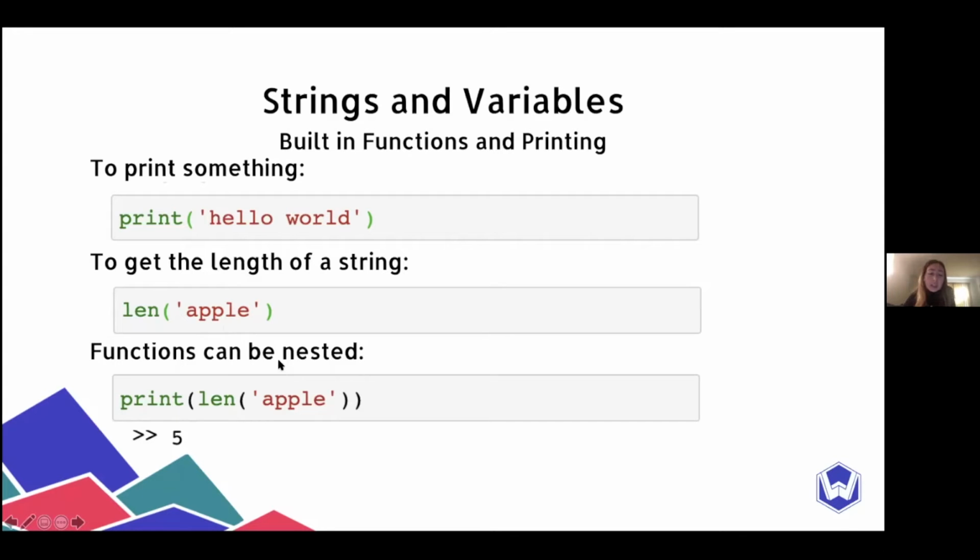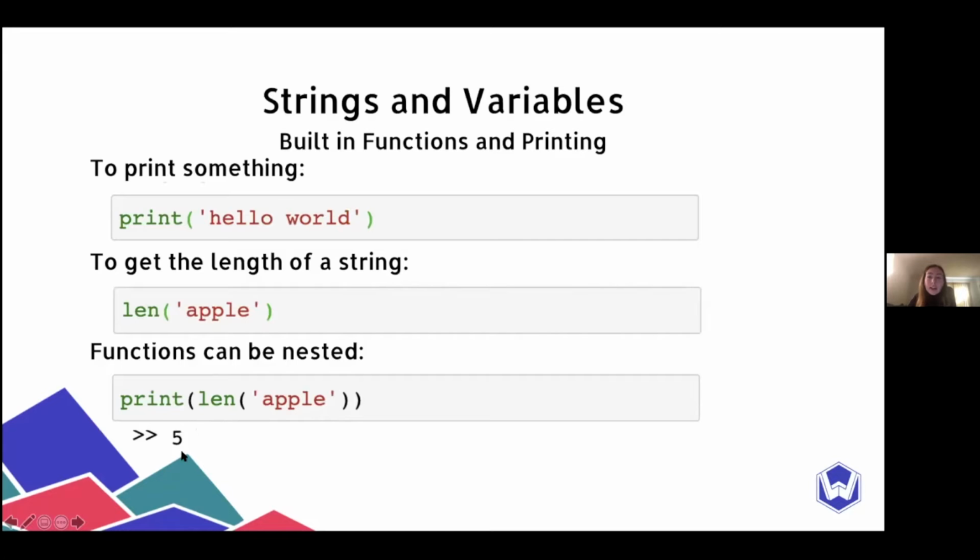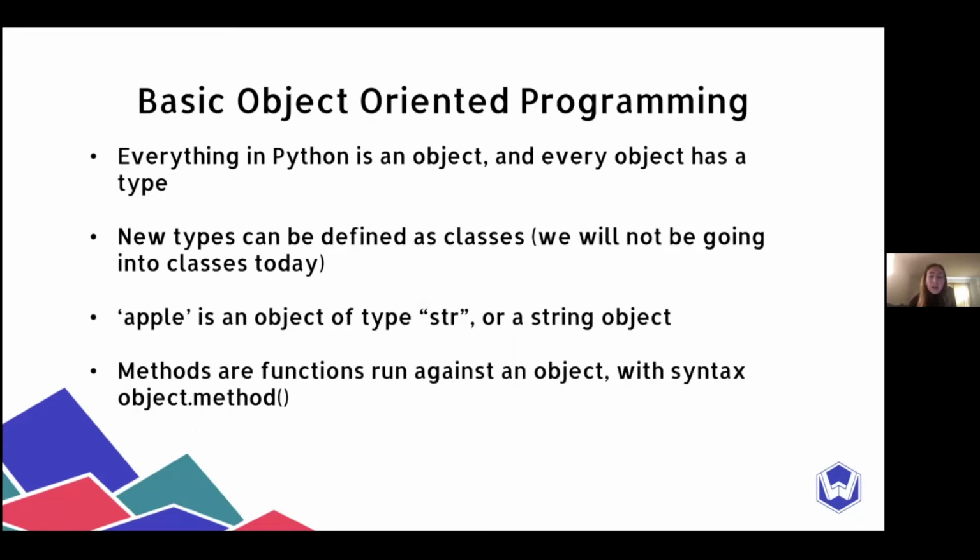And an important thing to note here is that the length of a string gives you the total number of characters in the string. So while before we saw that the final character in apple had the index of 4, the length is still 5, as that represents the total number of characters in the string.